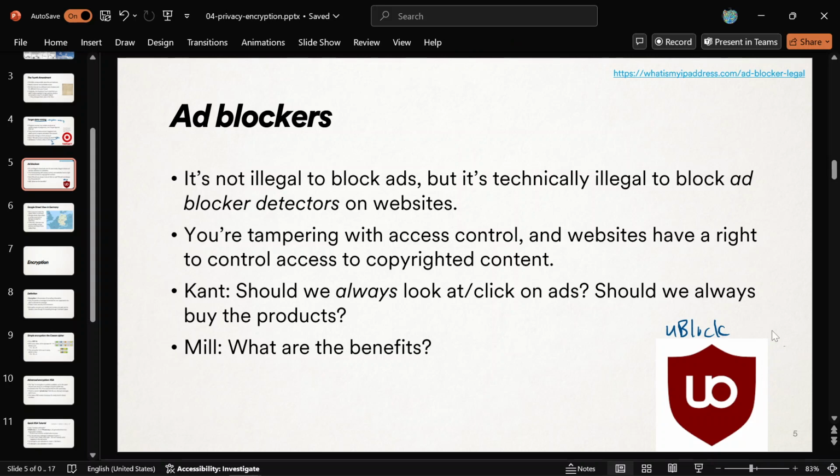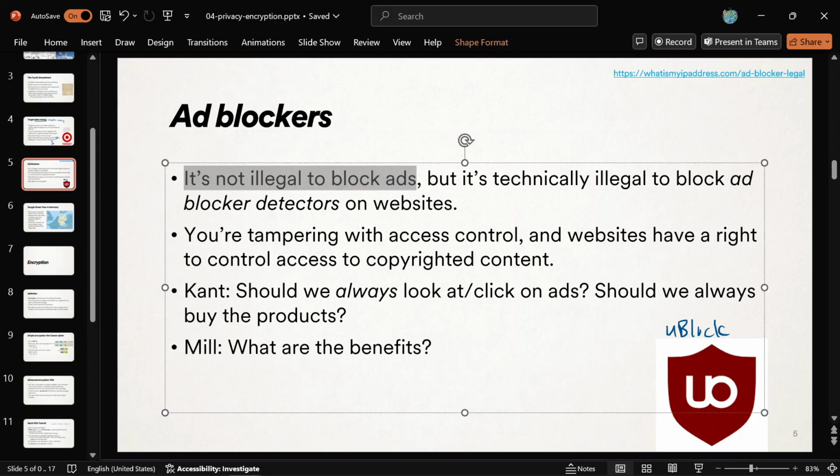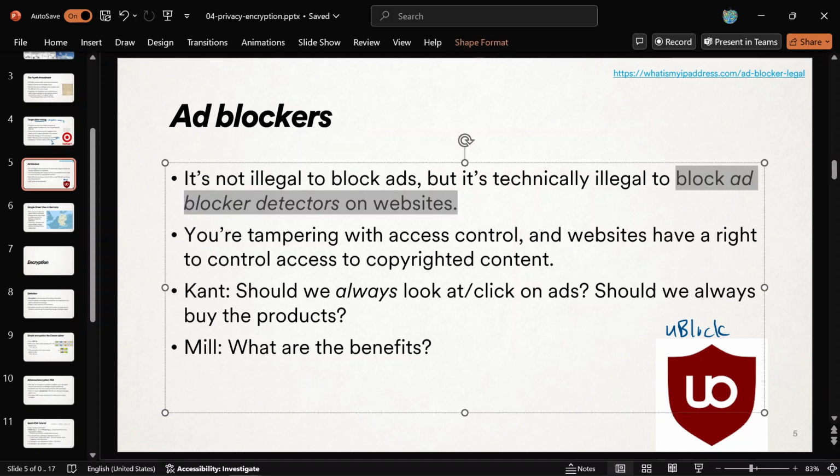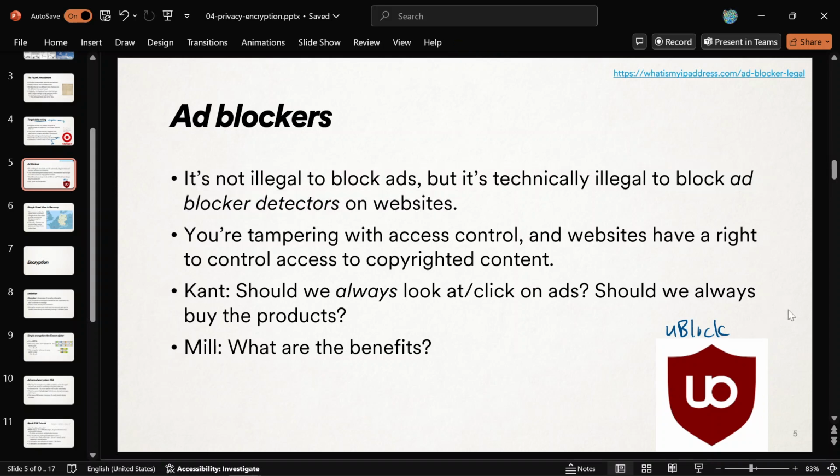But let's talk about ad blocking in general, because there's ads on the internet, and that's how websites make money. So we should talk about this. It is not illegal to block ads, at least in the United States. But one thing that is illegal to block is ad blocker detectors on websites. So it's kind of interesting. If you go to a news website and you have uBlock installed, it will still notice that you have that and tell you that you should disable your ad blocker. It's illegal for uBlock to try and get around that. So it's illegal to block ad blocker detectors.